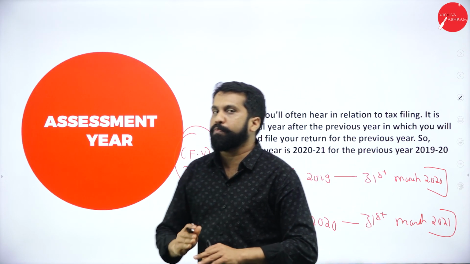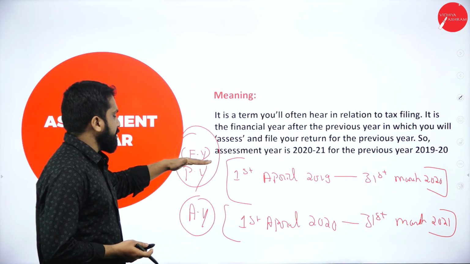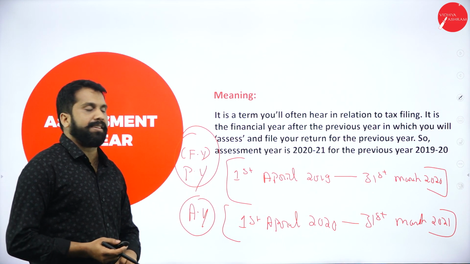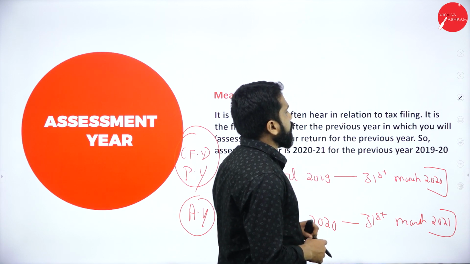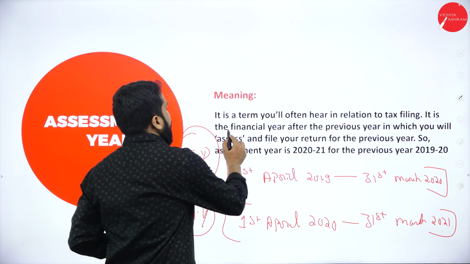Any doubt? Hope there is no doubt. This is your previous year. This is your assessment year. Now, you will often hear this term in relation to filing tax. It is a financial year.